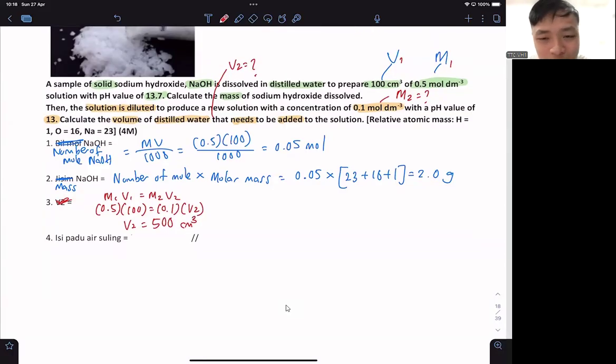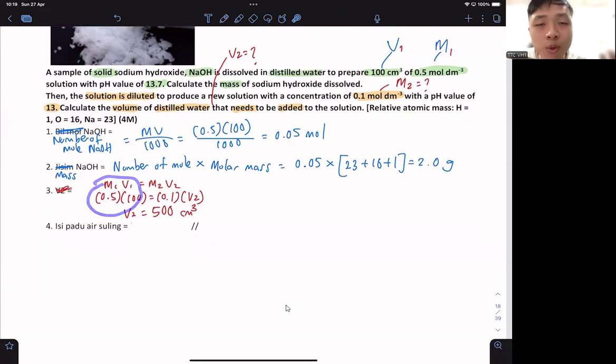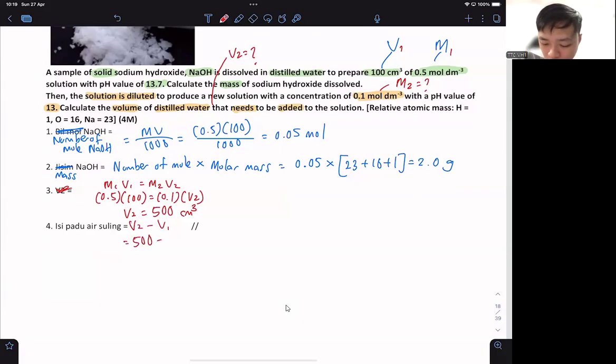But it's not the final answer, because I don't care about 500. I care about how much water I added. At the beginning, remember, M1 V1 is before adding water, before dilution. M2 V2 is after you add water. They ask how much water is needed, so you have to use V2 minus V1. So 500 minus 100, you get 400 cm³. In this experiment you added 400 cm³ of water.